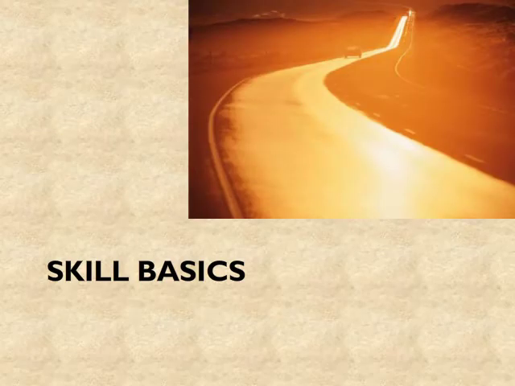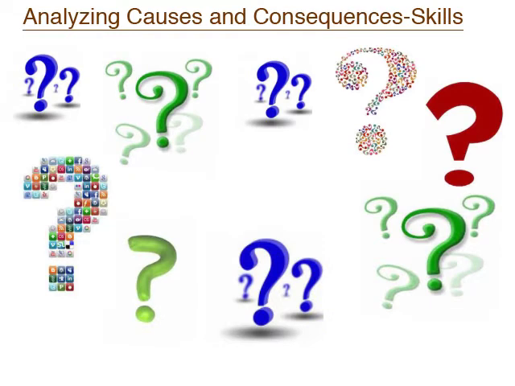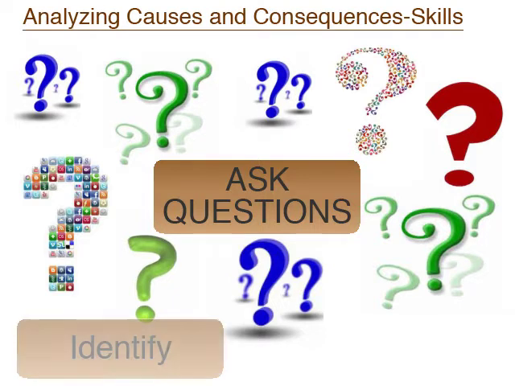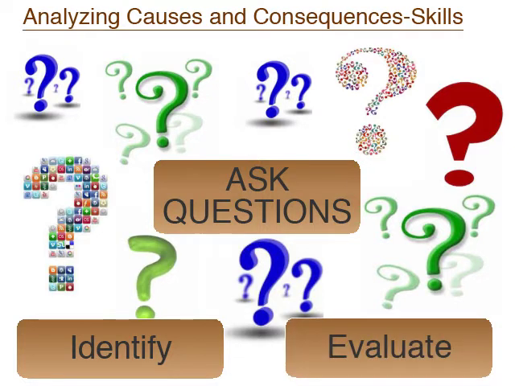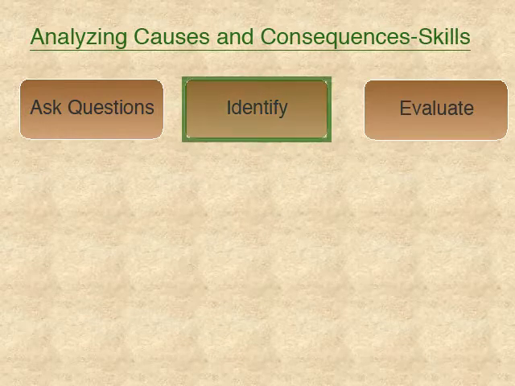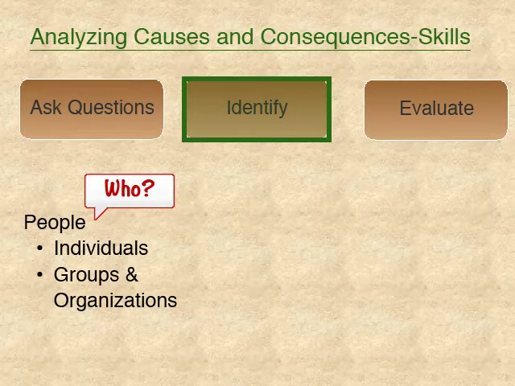This section defines the skill basics. All historical thinking skills involve asking questions. Analyzing causes and consequences requires asking questions that help you identify and evaluate. In asking questions that identify, the first thing we want to identify are the people. Who is involved? These can be individuals, but also groups and organizations.